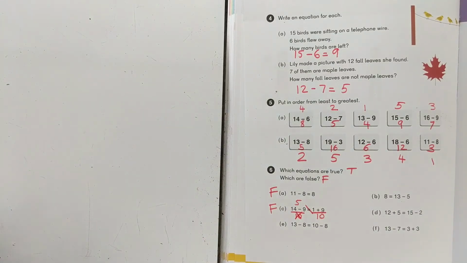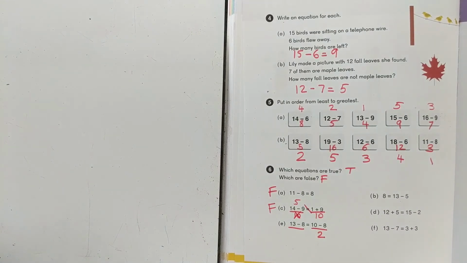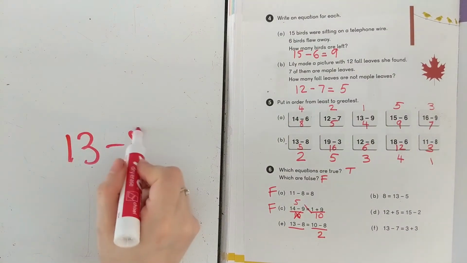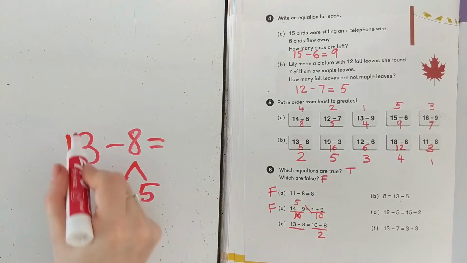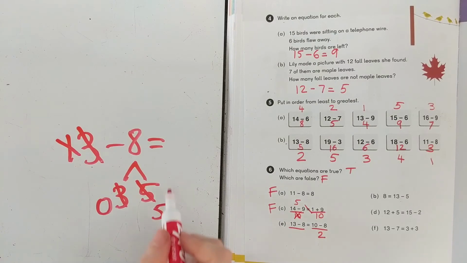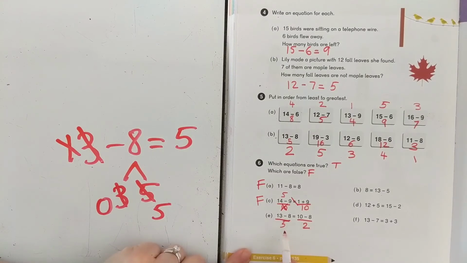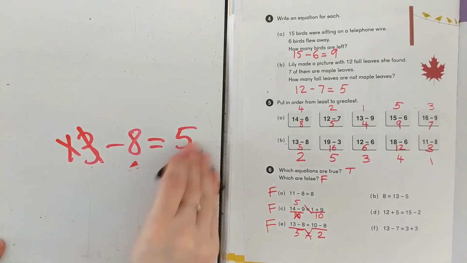Let's look at letter E. 10 minus 8 is 2. Let's do this side. 13 minus 8. Inside of the 8, there is a 3 and a 5. 5 plus 3 is 8. 3 minus 3 is 0. 10 minus 5 is 5. So 13 minus 8 is 5. Is 5 equal to 2? No. So letter E is also false. Wow, we didn't find any equations that were true yet.